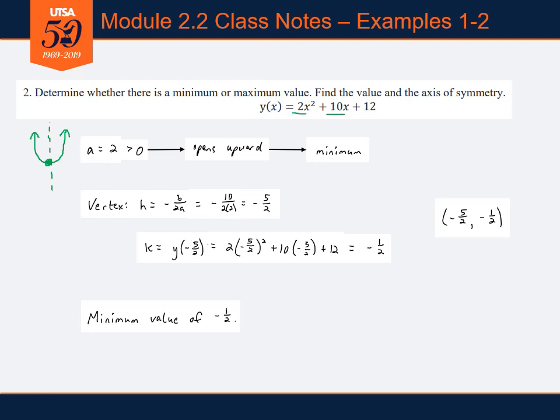And that means a vertical line, as we know from the review module, always has the form x equals a number. And what x will that be equal to? Well, it'll be equal to the x value of the vertex because it passes through the vertex. So the axis of symmetry is the vertical line equation, x equals -5/2.